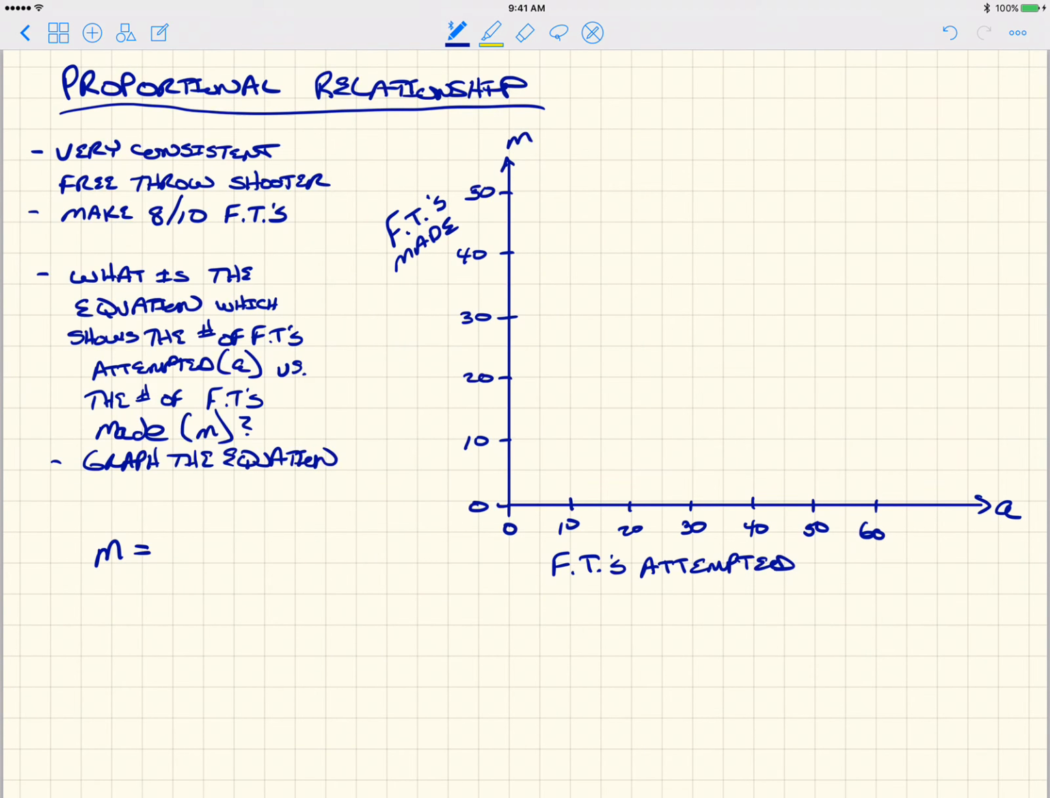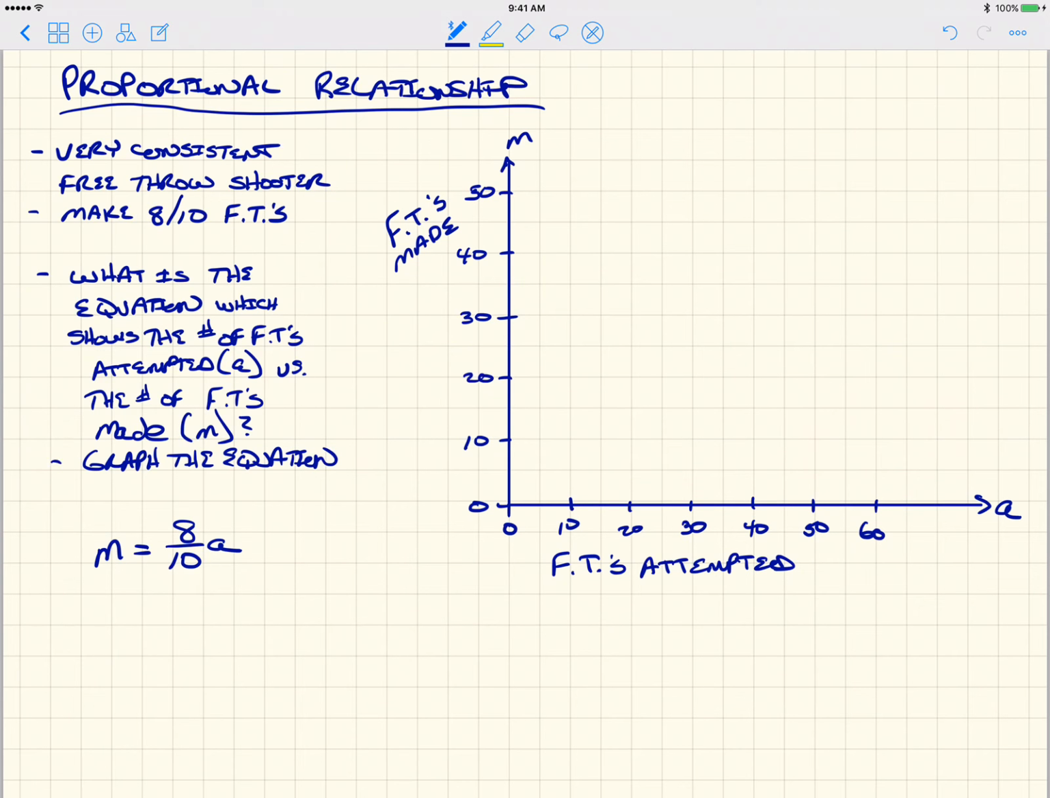Okay, so remember, this all goes back to slope. It all goes back to that constant difference. All of these things are exactly the same thing. They just describe different situations. We use different words to describe different situations, but it's all relating to some kind of a linear function where we're describing lines. Okay, so M equals what? Well, if I'm making 8 out of 10 free throws, that is my rate of change. 8 out of 10, all right, times what? Times how many free throws I attempt. All right, so 8 out of 10 times A.